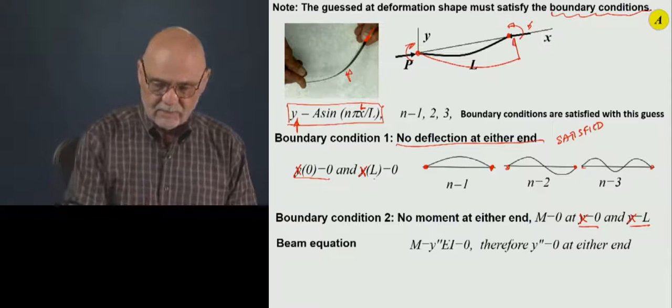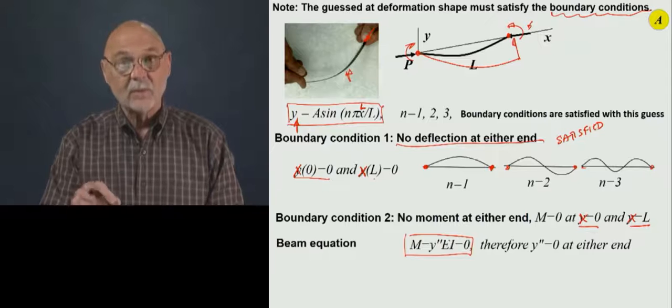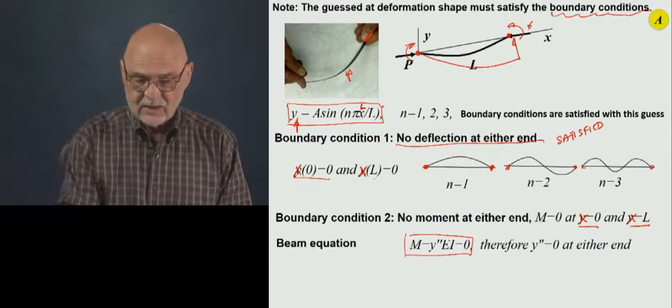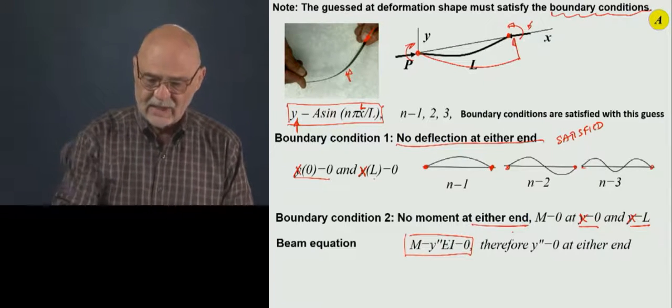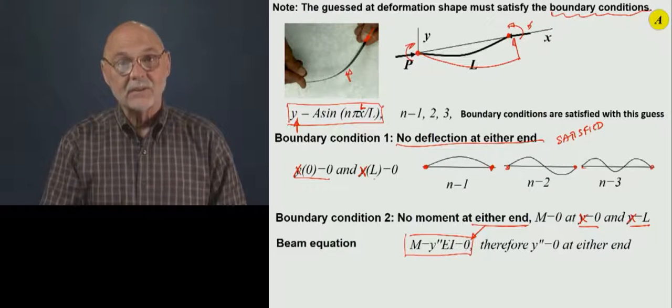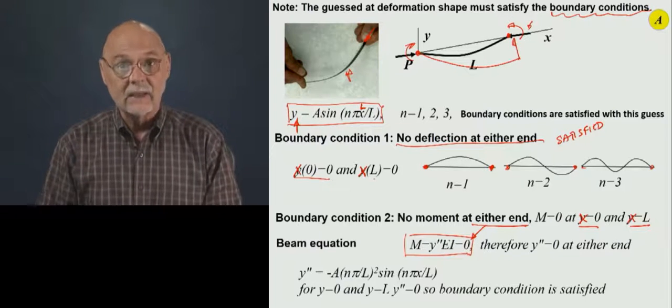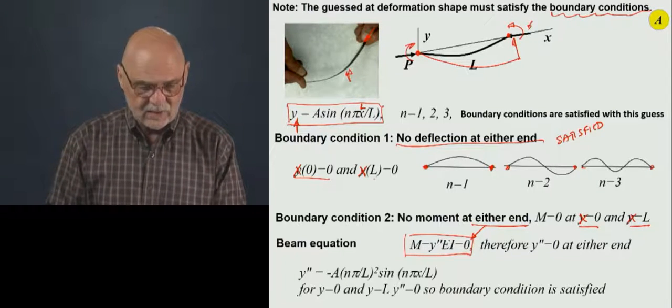Okay, so from the beam equations, we have M equals EI y double prime over... so what we're saying is when we have no moment at either end, this has to be equal to 0. So what we have to do is take the second derivative and make sure that it is also 0 at the edges, at the ends of the beam.